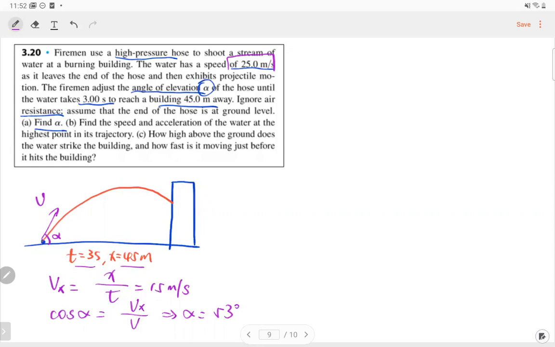Second question, find the speed and acceleration of the water at the highest point. At the highest point, the speed in the horizontal direction is a constant, the same, so it's still 15 meters per second, and there's only horizontal speed. And the vertical speed is zero. That's the highest point. For the acceleration, in the horizontal direction there's no acceleration, so that's zero. But the vertical acceleration is 9.8 meters per second squared.